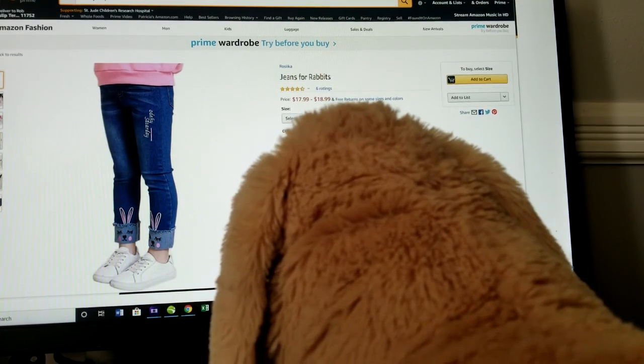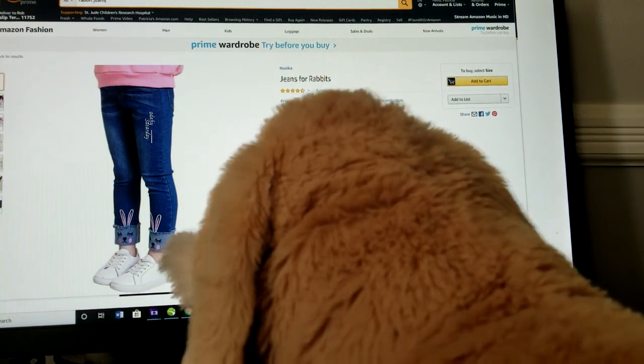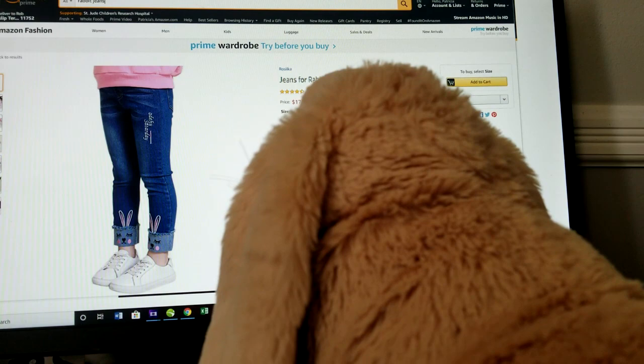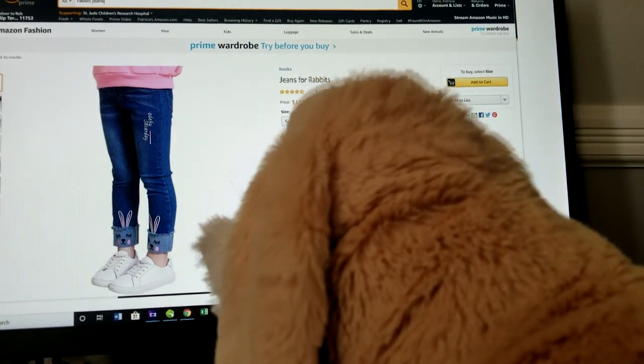Yeah, that seems like a good price for jeans. Look at those, so cute, the little rabbits on there. Hey, Mr. Walsh, I'm buying some jeans for myself on your Amazon account, okay?